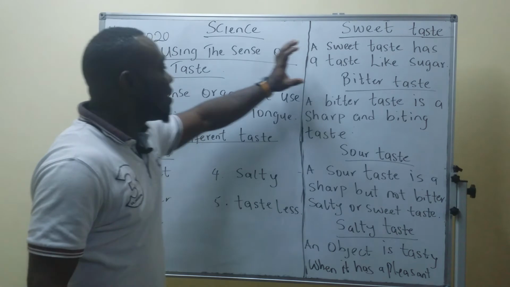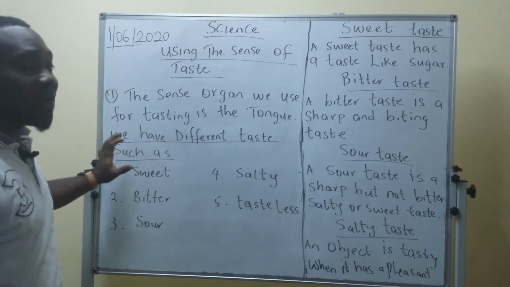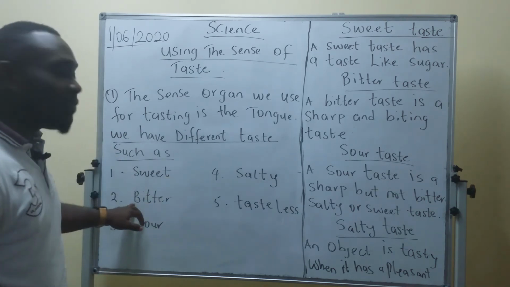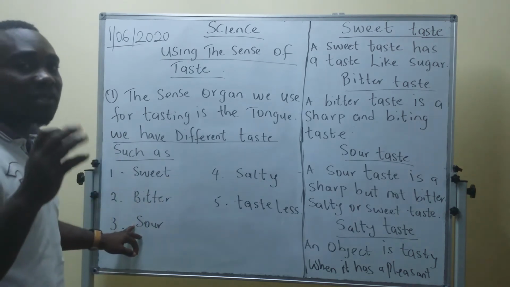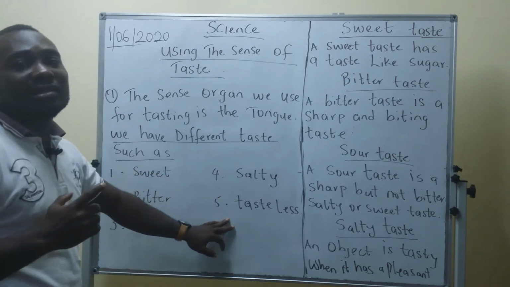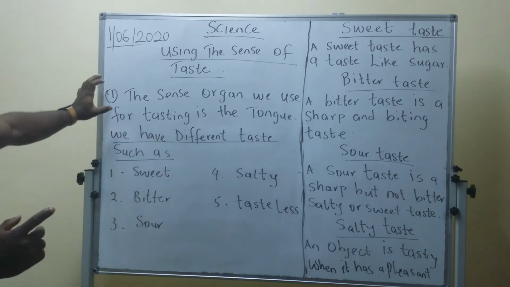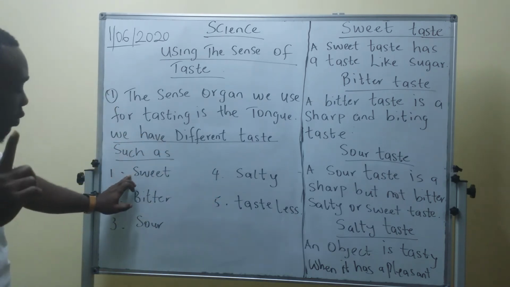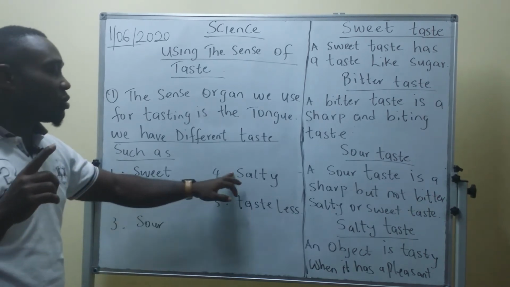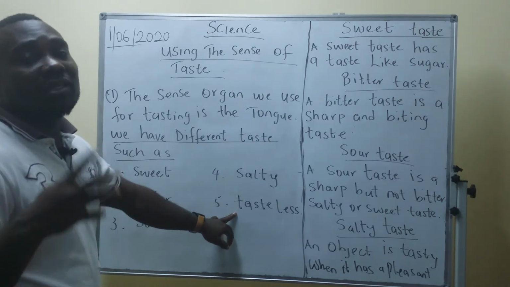Now you see we have 5 different types of taste. Number 1, we have the sweet taste. We have the bitter taste. We have the sour taste. We have the salty taste. And we have the tasteless. Okay? Sweet taste, number 1, bitter taste, number 2, sour taste, number 3, salty taste, number 4, and the last but not the least, tasteless.